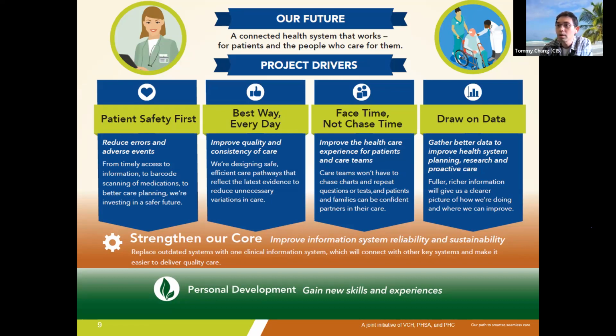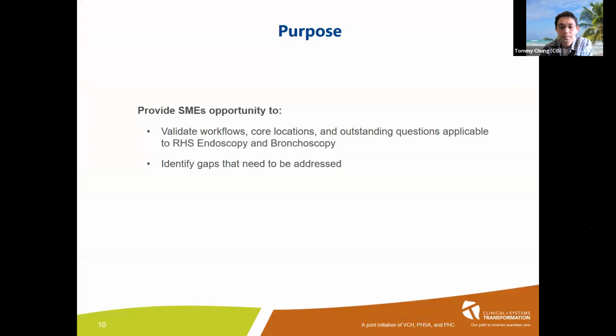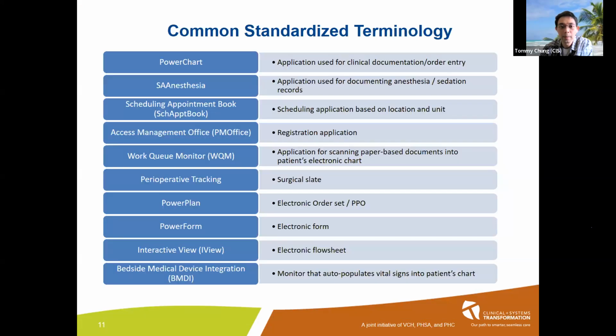We want to reduce error and adverse events to improve quality and consistency of care, to improve the healthcare experience, and to gather better data in order to improve the healthcare system. The purpose of this session is to provide the subject matter experts the opportunity to validate the workflow, core locations, and any outstanding questions applicable to the Richmond endoscopy and bronchoscopy, and also to identify any gaps that still need to be addressed. You're going to hear some of the terminologies come up during the session.